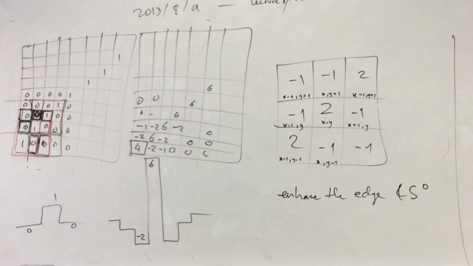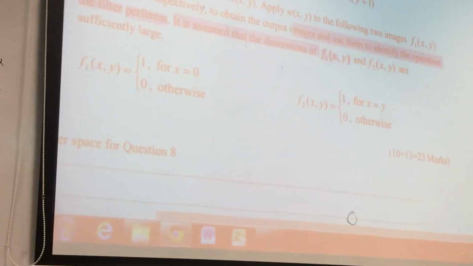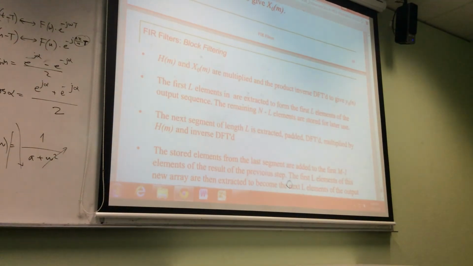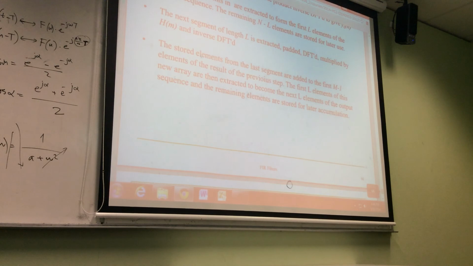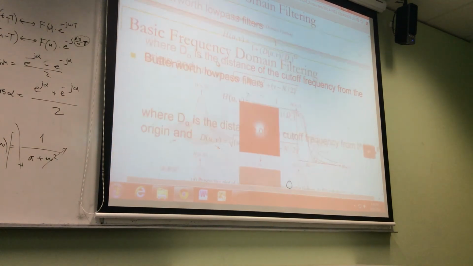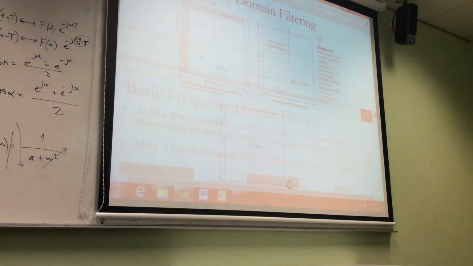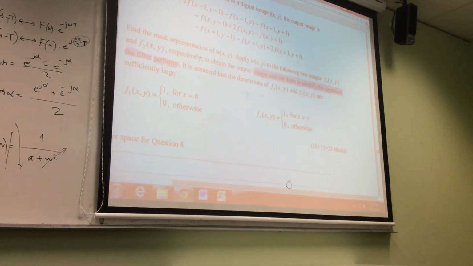Excellent. I understand. The previous one, what you solved here, the squares, is it the answer or this one? No, no, you need to do both, to identify the operation of the filter it performs. So this one is actually the example in the lecture. I'll show you in the lectures. This one.